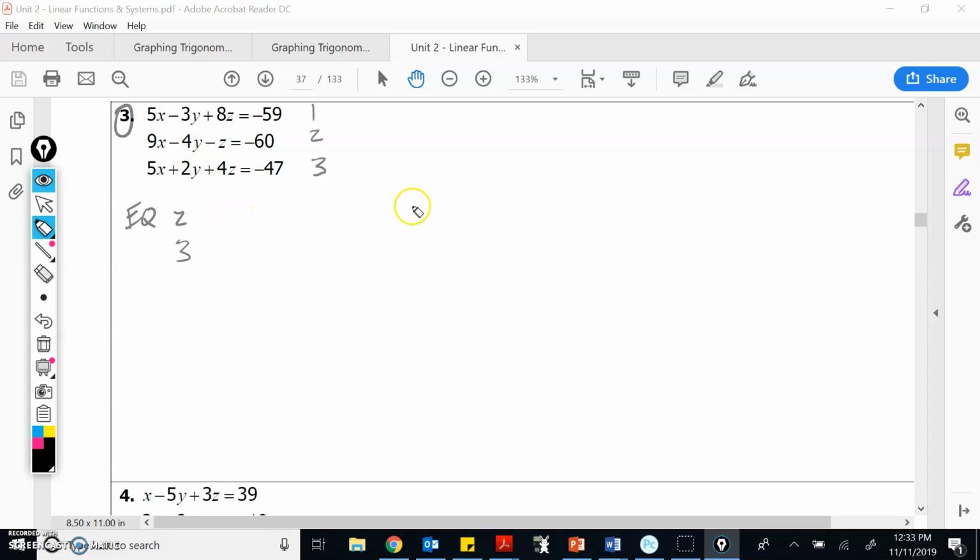And then I'd probably do equation, well, I guess you can pick. I'd probably cancel out the y's here or the z's. And then you can do maybe 1 and 3. But again, your choice of what to cancel out, what equations to use. You just got to do elimination twice and elimination a third time.